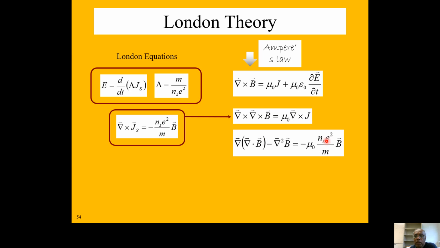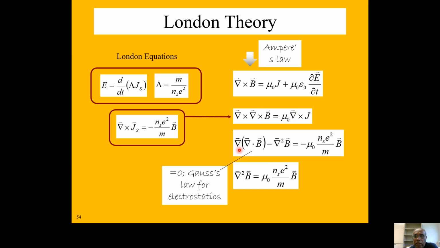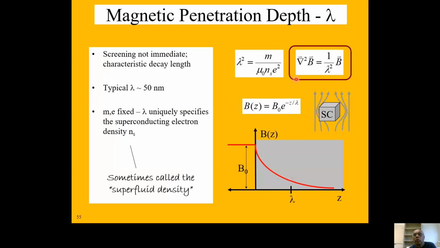We know grad dot B is 0, right? This term is 0 from the second Maxwell's equation, Gauss's law for magnetism. So what I get is grad squared B equals mu 0 ns e squared over m times B. You can see this is a second order differential equation, right? If I write this term as 1 over lambda squared, I can write grad squared B equals 1 over lambda squared B. Everybody knows lambda squared is this.